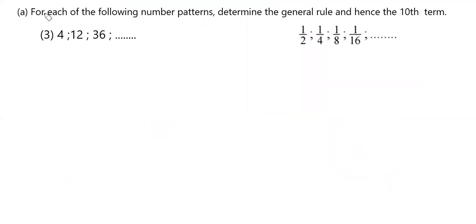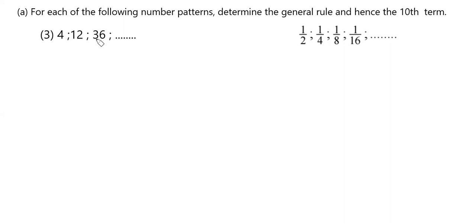We have got, for each of the following number patterns, determine the general rule and hence the 10th term. So general rule, remember, we're going to see, okay, if we look at these values, if you say 12 minus, you always have to test it first. 12 minus 4, you get 8.